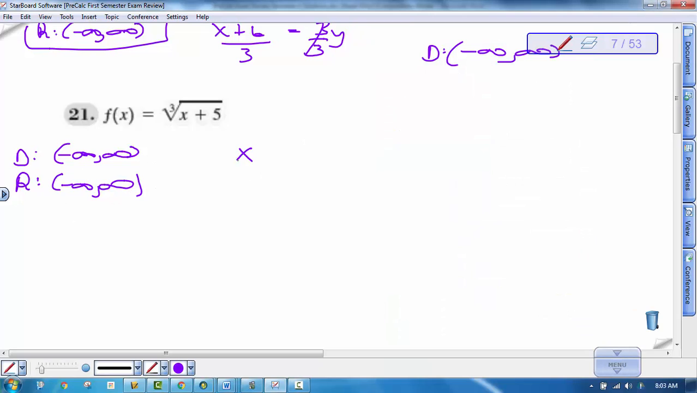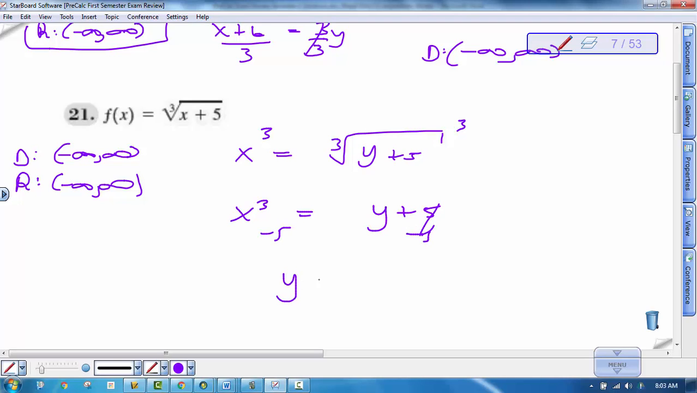Let's find it real quick by switching x and y, and solving for y. So we're going to cube both sides, and we're going to then subtract 5. So we get y equals x cubed minus 5, which I'm going to then switch back to f inverse of x. And the domain is the range of our original, negative infinity to infinity.